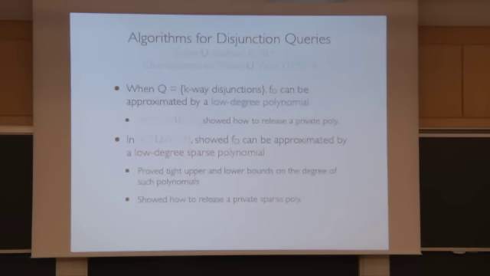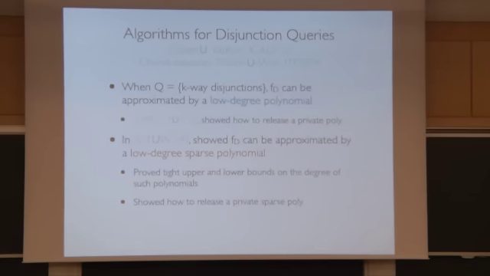And here, what we needed was something a little bit different from what you need in typical learning settings. So we actually showed new tight upper and lower bounds on the degrees that you can get for these sparse polynomials. And so this is another case where we had to answer new questions that were not obviously related to differential privacy, but turn out to give us some nice algorithms for differential privacy. Okay, and then in all of these works, you need some algorithm for actually releasing a noisy version of the polynomial, and we show how to do that too.